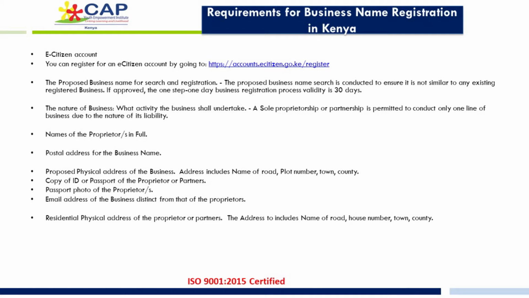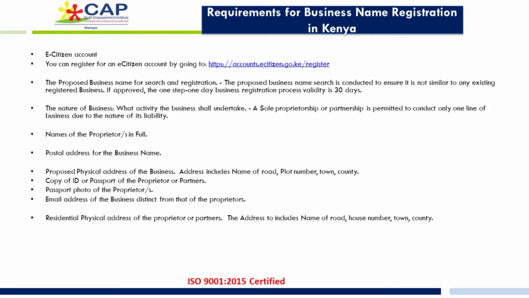Then you need also an email address of the business, which is distinct from that of the proprietors. So in the last video, we talked to you about how to register an email address. The process you use to register an email address for you as an individual is the same that you can use to register an email address for the business. And it can't be the same as the one that you use as yourself.